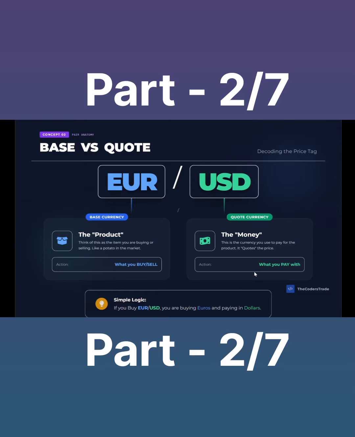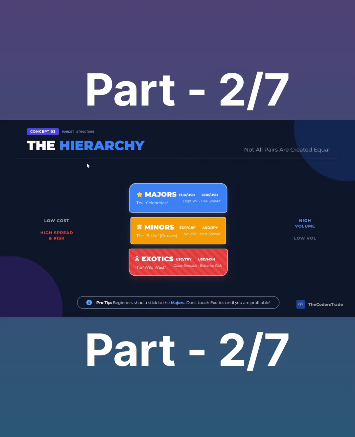Here is the simple logic to keep in your head. If you click buy on euro to US dollar, you are essentially buying euros and paying for them in dollars. It's exactly like going to a shop. You give quote money to get base product. If you understand this, you've already mastered more than half the traders out there. Ready to see how we categorize these products? Let's move to the next slide.